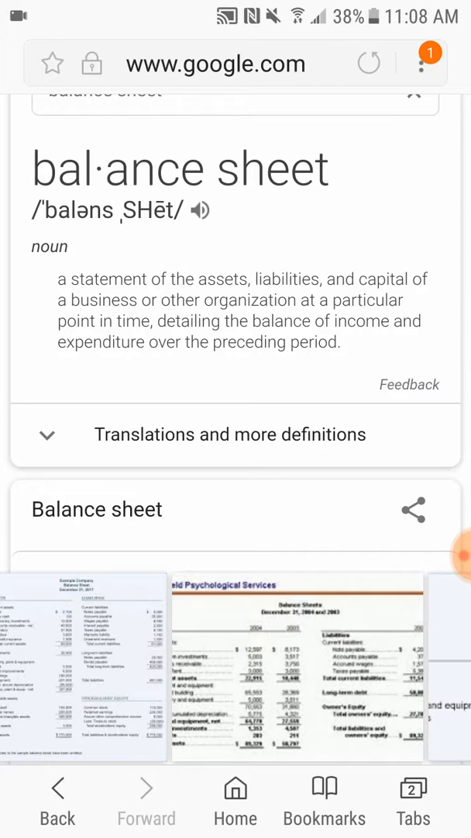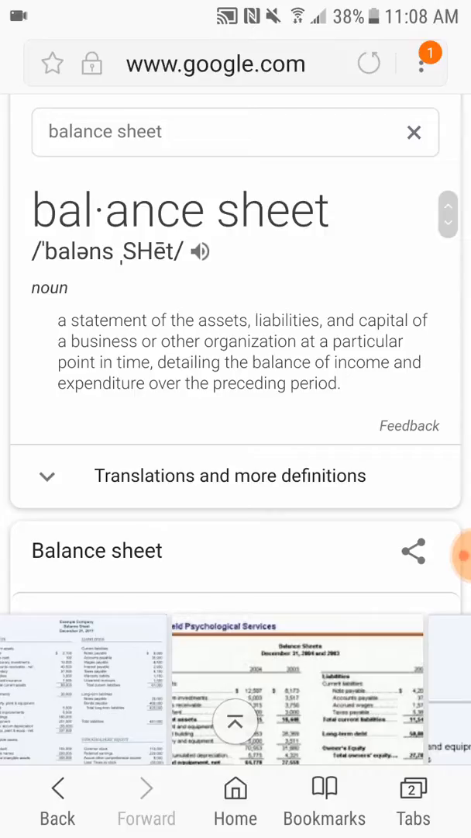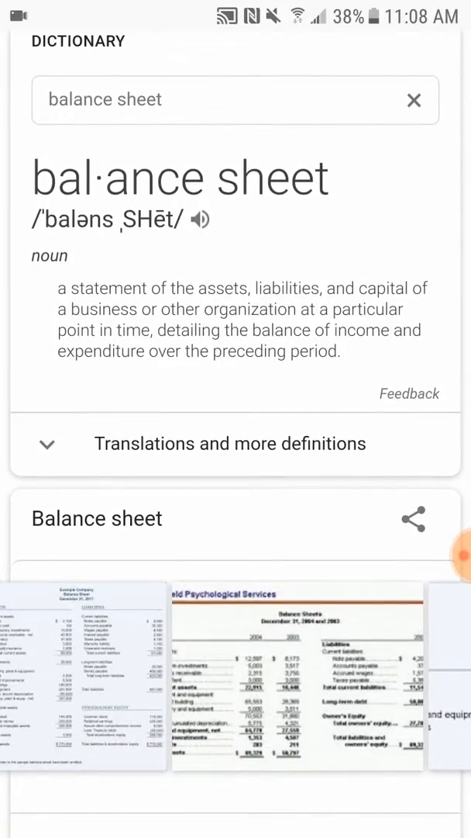Today we're going to be talking about balance sheets. So what is a balance sheet? I'm going to give you the definition that Google gives us right here, and then I'll give you my own opinionated definition. A statement of the assets, liabilities, and capital of a business or other organization at a particular point in time, detailing the balance of income and expenditure over the preceding period.